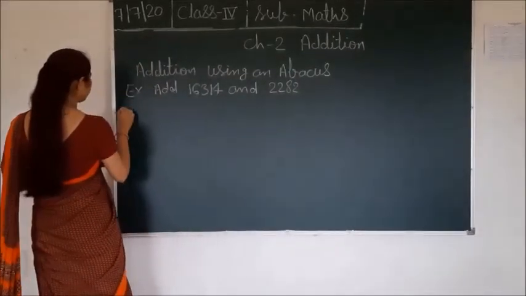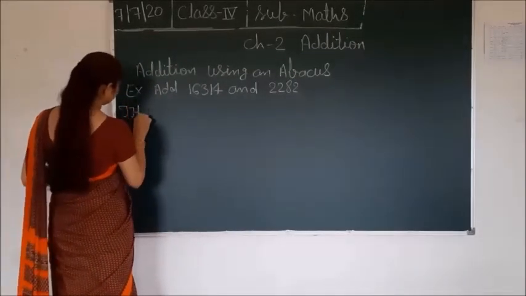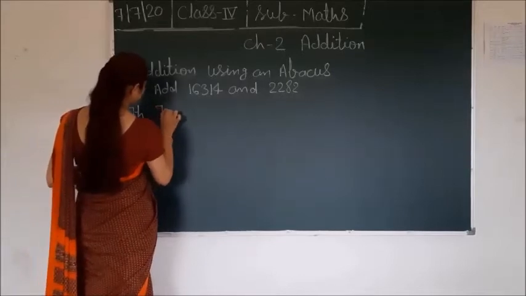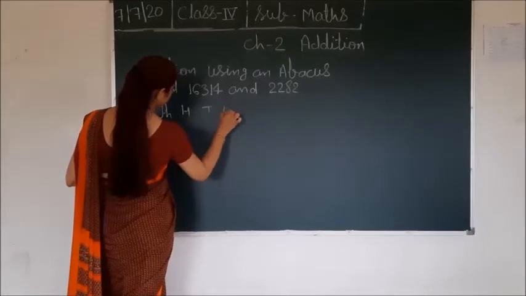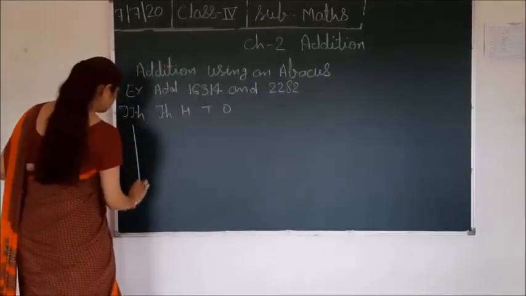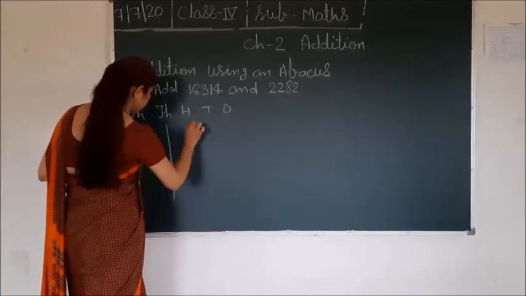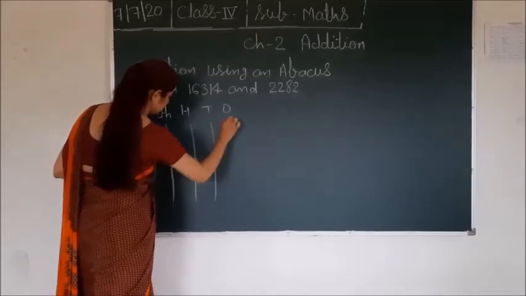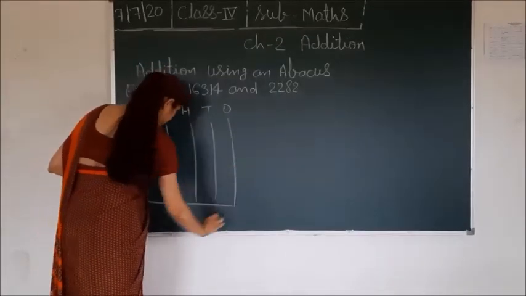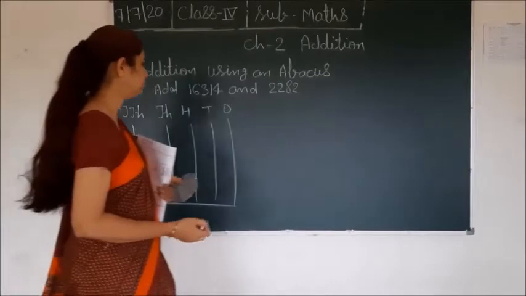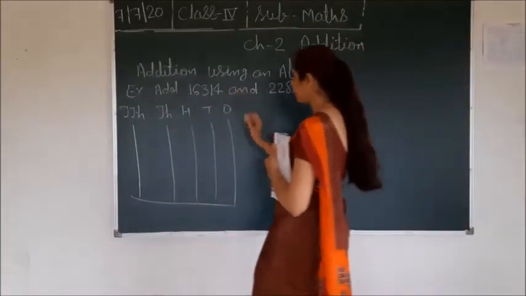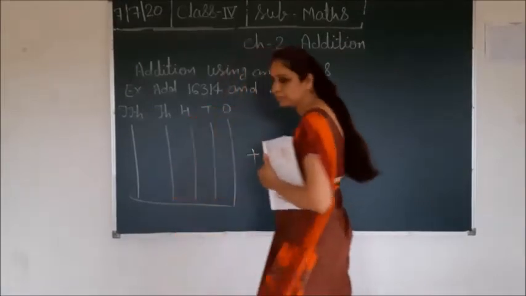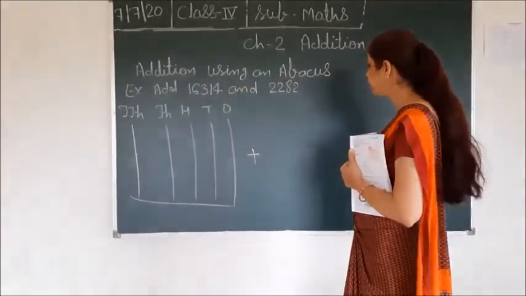This is place of 10,000, place of 1,000, place of 100, place of 10, and place of 1. So we just now add, which means the plus sign. This is the sign of plus.